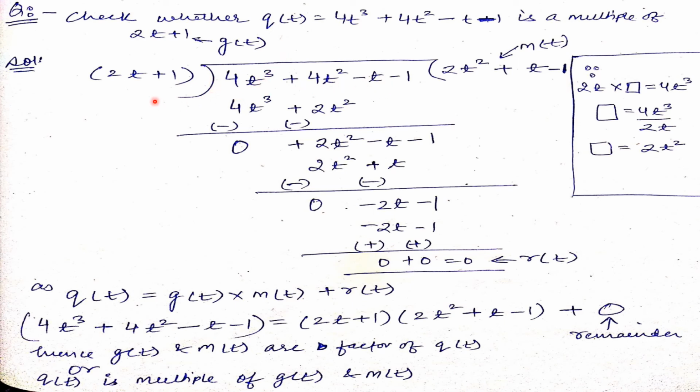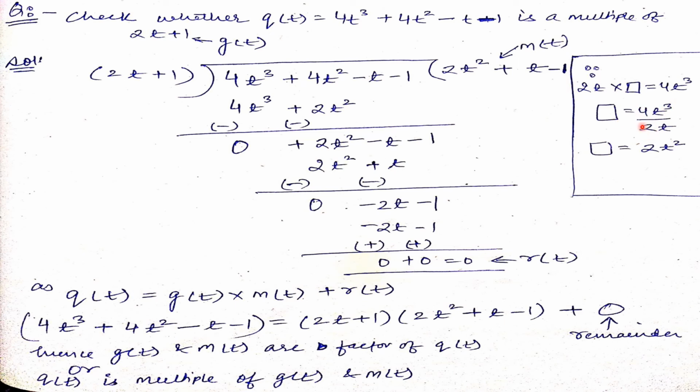Now same procedure. First check, are they both written in standard form? Yes. We have power 1 here, power 0 here, power 3, power 2, power 1, power 0. So they both are in standard form. Now we have to think, what should I multiply in 2t to get 4t cube as it is. So let's do the same box work. 2t into box, which is the missing quotient, is equal to 4t cube we want. So box equal to 4t cube upon 2t.